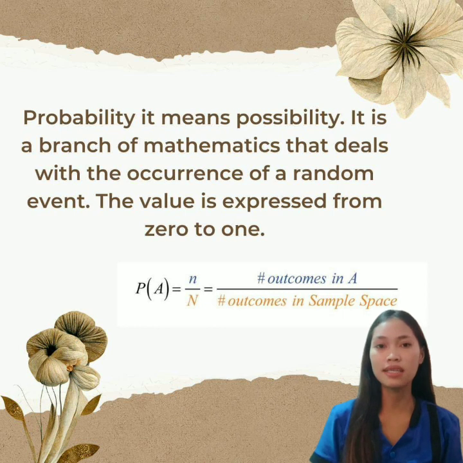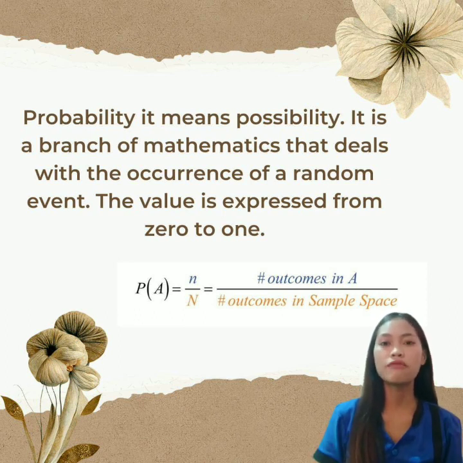Probability means possibility. It is a branch of mathematics that deals with the occurrence of a random event. The value is expressed from 0 to 1, and the probability formula is: probability is equal to the number of outcomes in A divided by the number of outcomes in sample space.